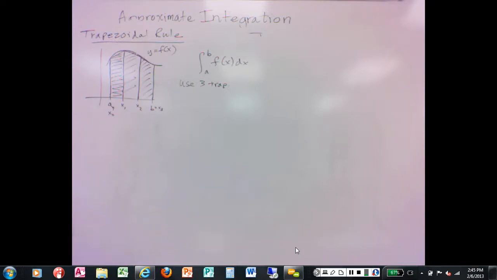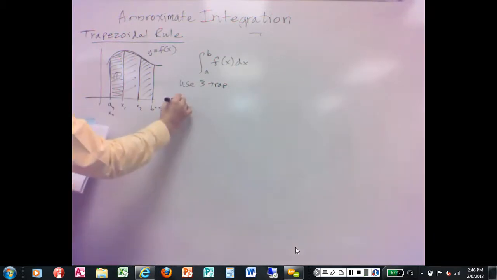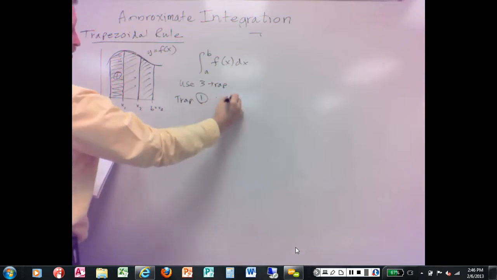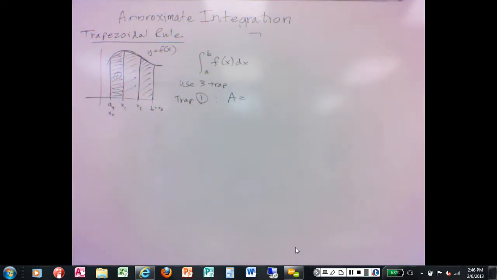Now, what are the parts of my trapezoid? Let's look at trapezoid number 1. What is the area of trapezoid 1 there? Well, it's 1/2 big B plus little b times h.